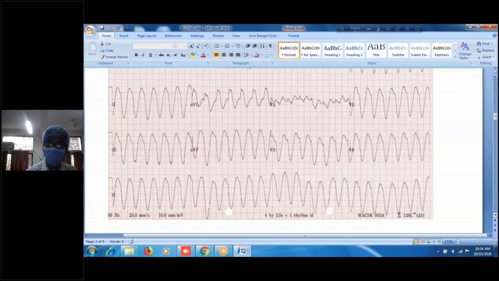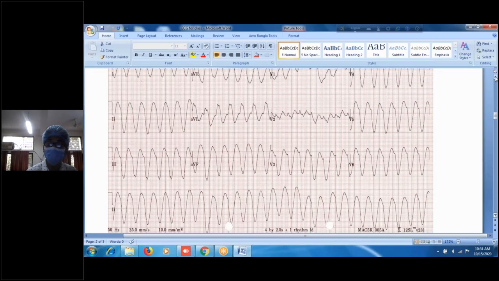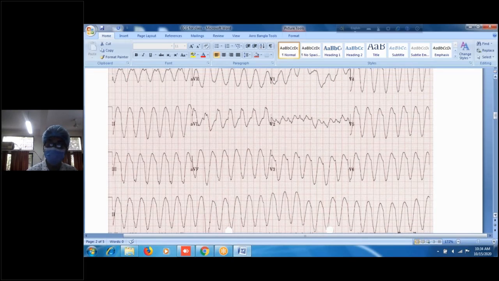In CCU, if the patient has cardiovascular collapse, you will immediately go for DC shock, an important life-saving measure. Then you have to revert the rhythm. The causes may be cardiac diseases: ischemic heart disease, cor pulmonale, and some electrolyte imbalances. These are the important ones.